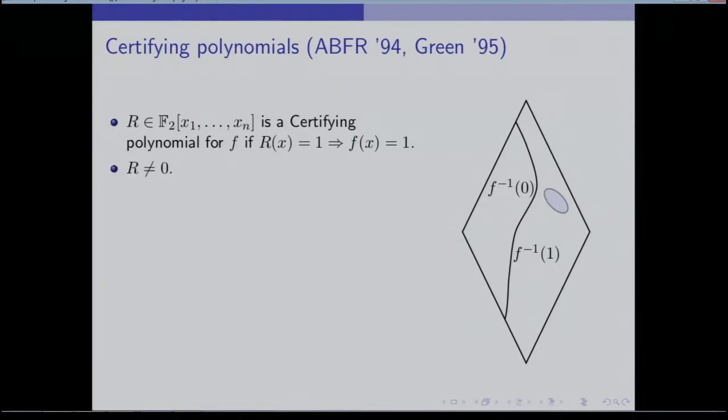Okay. So I'll throw in one additional condition. It's a non-zero polynomial. So I have a non-trivial kind of certificate of being 1. Okay. All right. So the definition of this is clear. Okay. So just a one-sided kind of approximation.